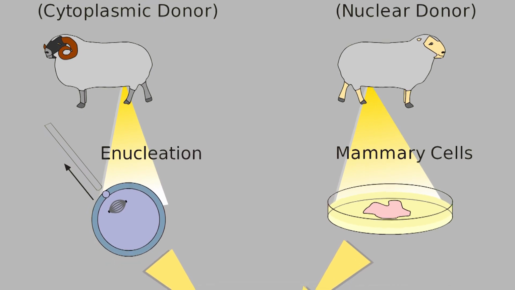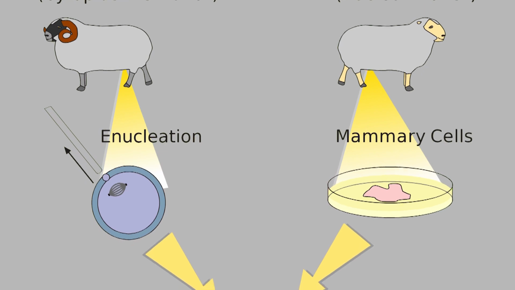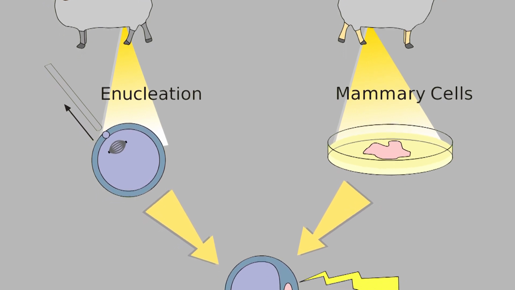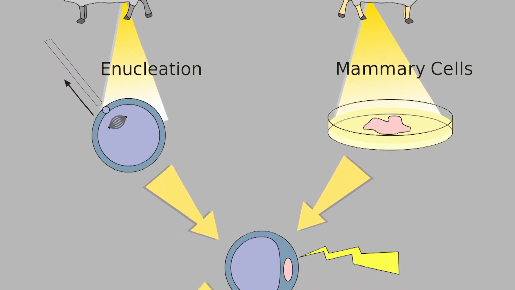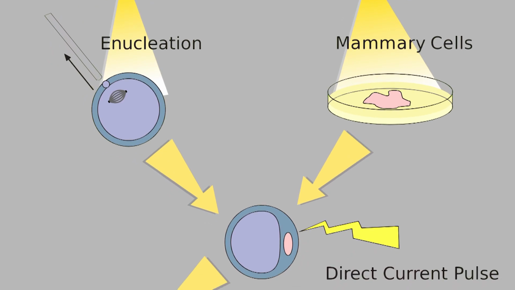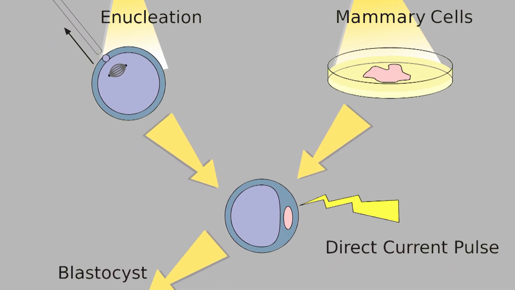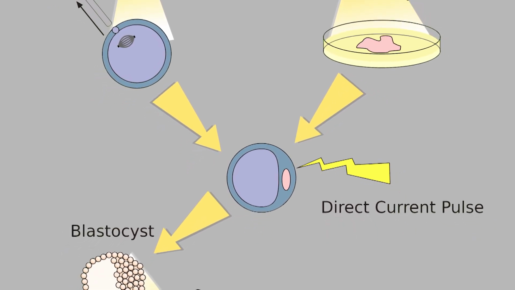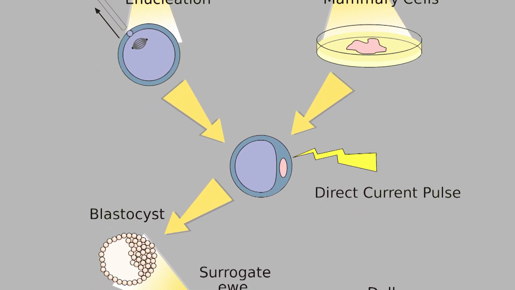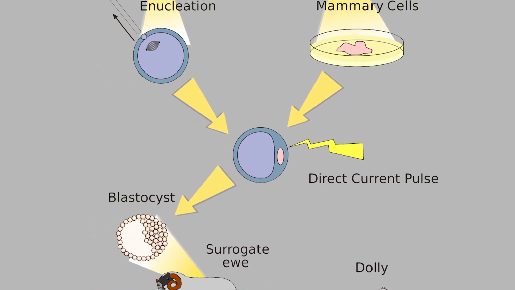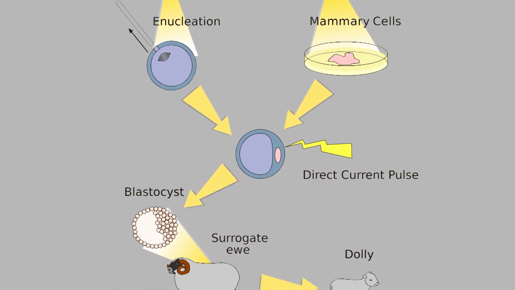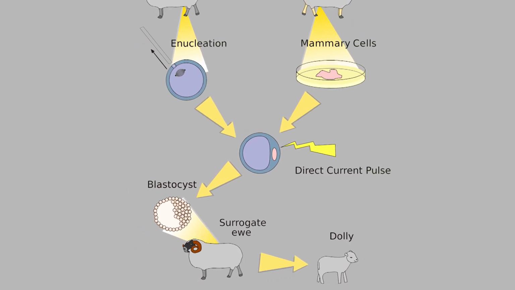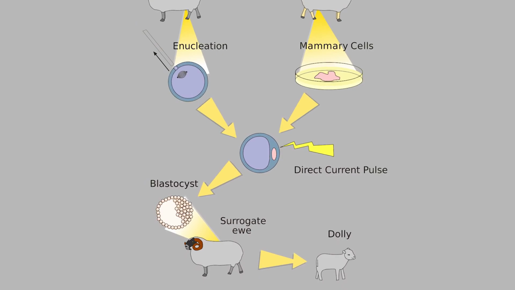A cell was collected from the mammary gland of a female Finn Dorset sheep. An egg was obtained from a Scottish Blackface ewe. The nucleus was removed from the egg. Then the nucleus of the mammary gland cell from the Finn Dorset sheep was introduced into the egg of the Scottish Blackface ewe, whose nucleus had already been removed. The egg thus produced was implanted into a Scottish Blackface ewe.